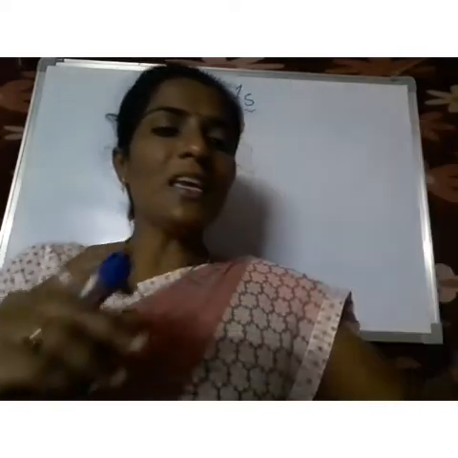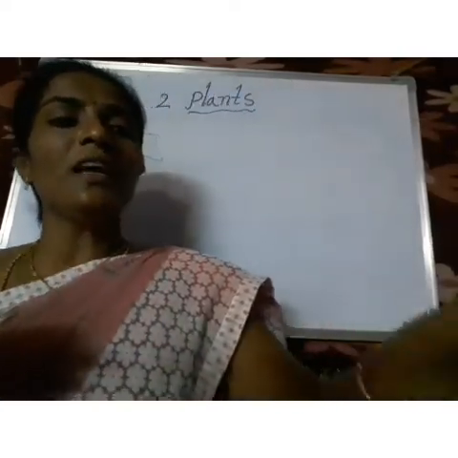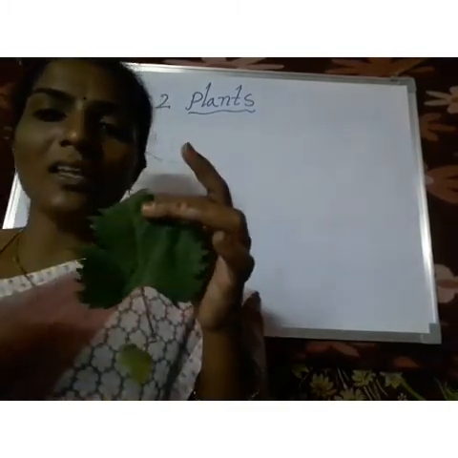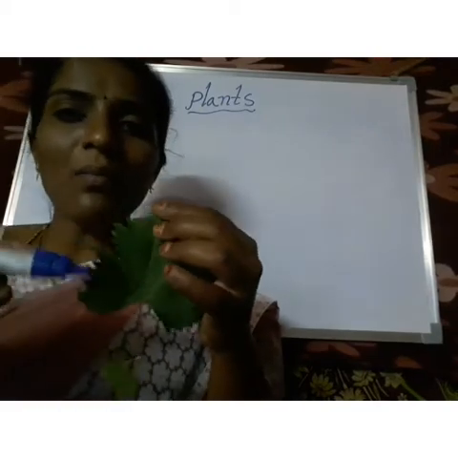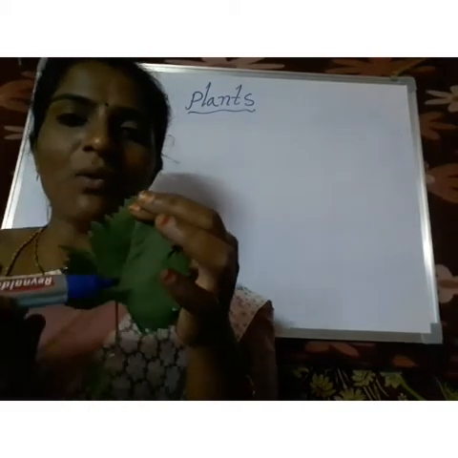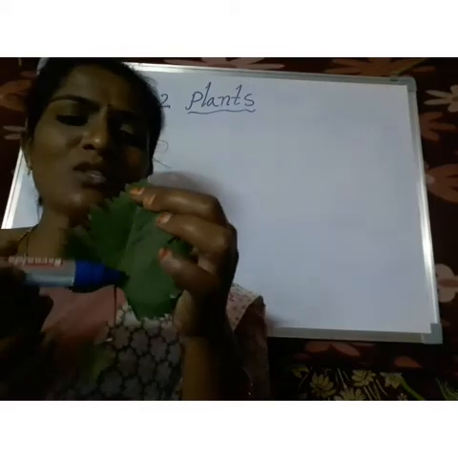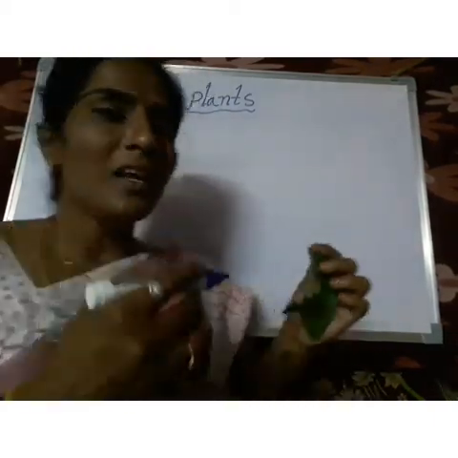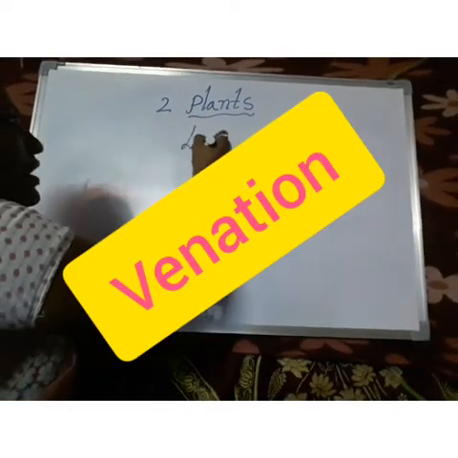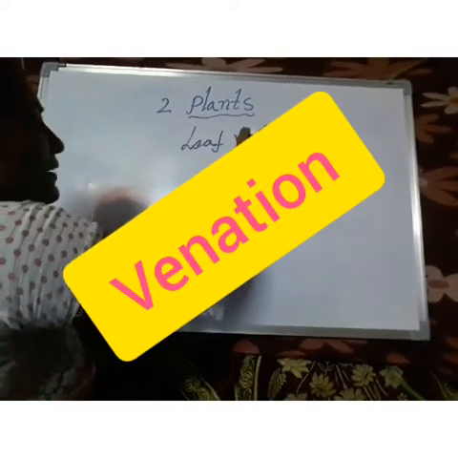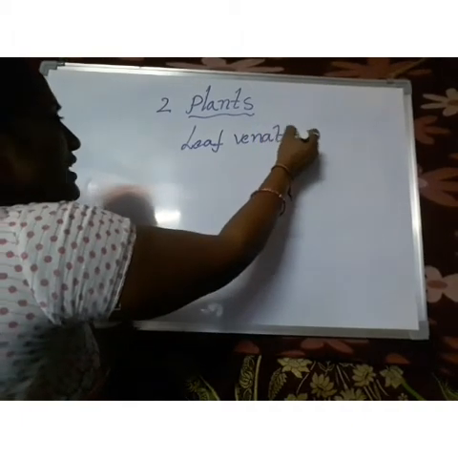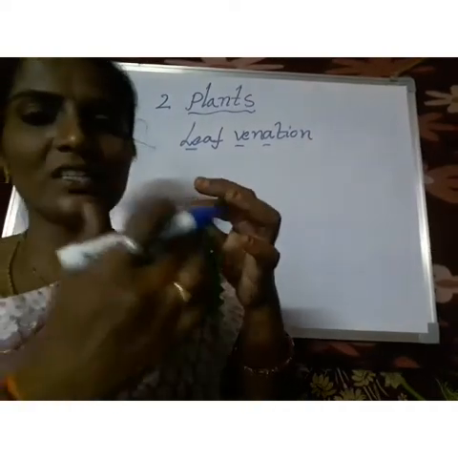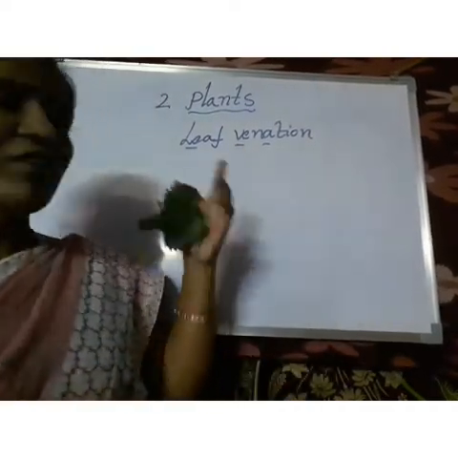If you observe closely, the thin line-like structures, what do we call these? Midrib or main vein. And how these veins are arranged in the leaf, we call leaf venation. What is meant by leaf venation? How the veins are arranged in the leaf is called leaf venation.